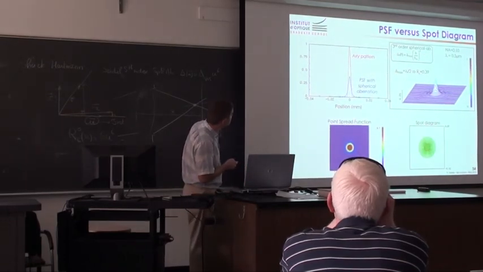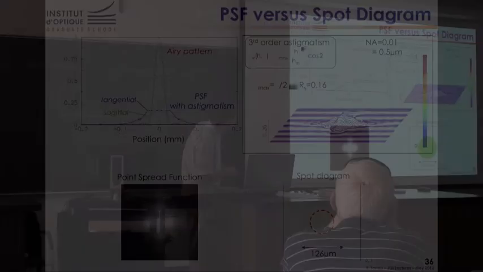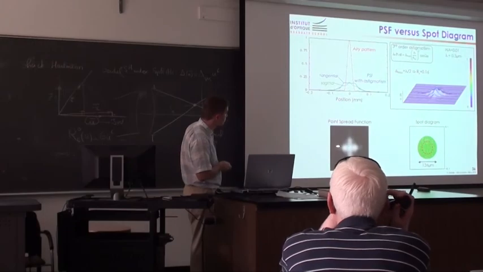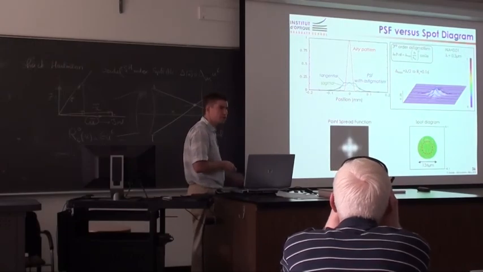Astigmatism. I took lambda over 2. I already showed this picture yesterday. The Strehl ratio drops to 16%. And this is what you get. This is the point spread function. This is what the spot diagram says.